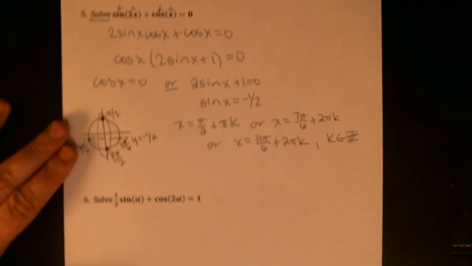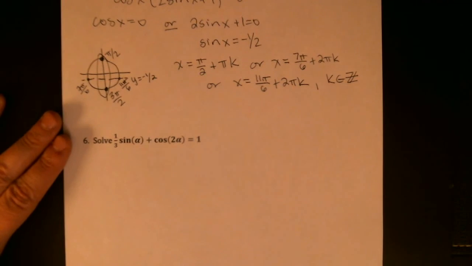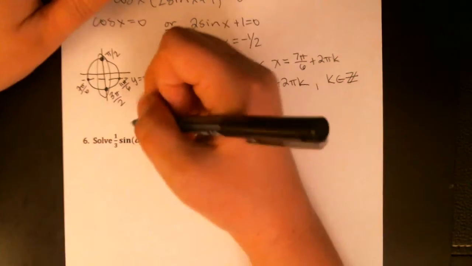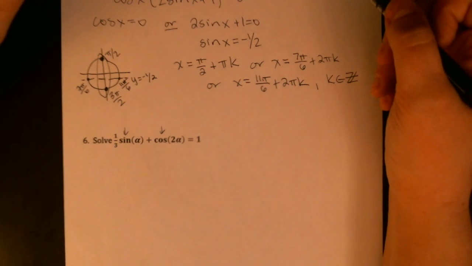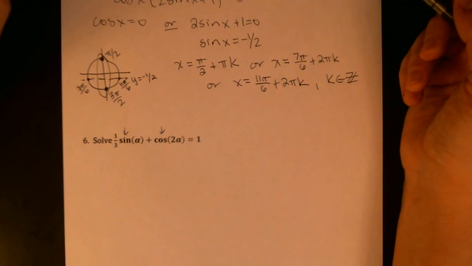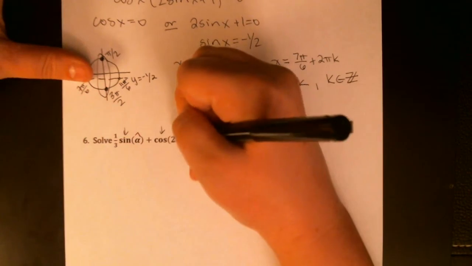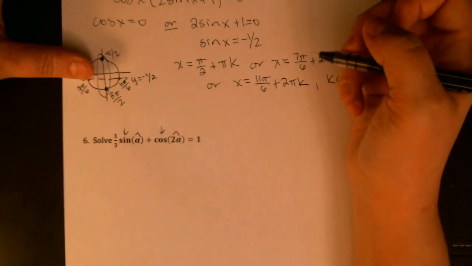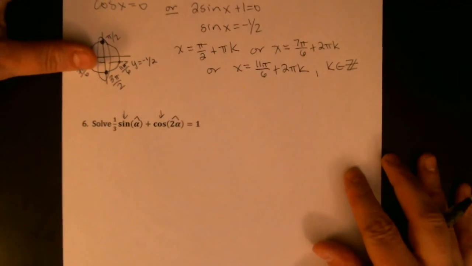For number 6, we have kind of a similar situation. I have two different trig functions, sine and cosine, which is going to make things a little tricky. If I can, I'd like to fix that, although you saw in the last one, sometimes there are ways around it. I also have the two different angles, alpha and 2 alpha. I definitely know how to fix that, so I'm going to start with that one.